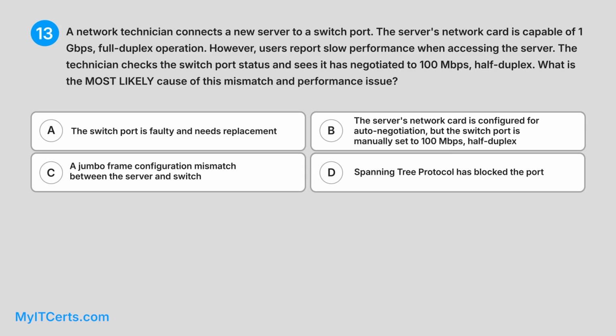A. The switch port is faulty and needs replacement. B. The server's network card is configured for auto-negotiation, but the switch port is manually set to 100 Mbps, half duplex. C. A jumbo frame configuration mismatch between the server and switch. D. Spanning Tree Protocol has blocked the port. Do you know the answer?